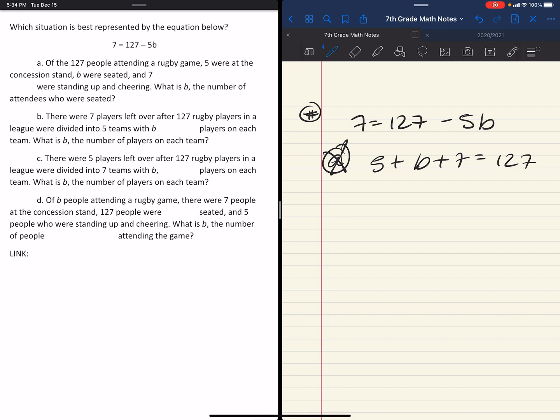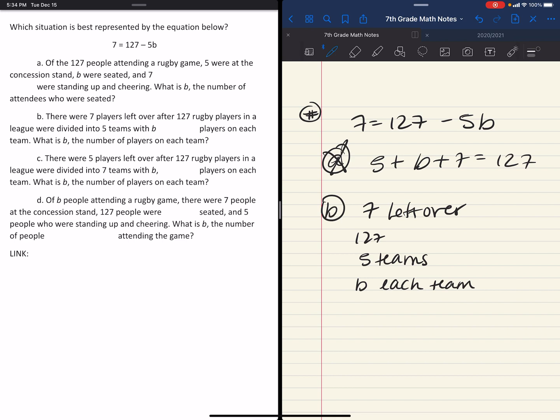It's kind of silly. B reads, there were 7 people left over. So that kind of sounds like a total, right? The end. After 127 players were divided into 5 teams of B players, with B players on each team. So what is B, the number of players on each team?